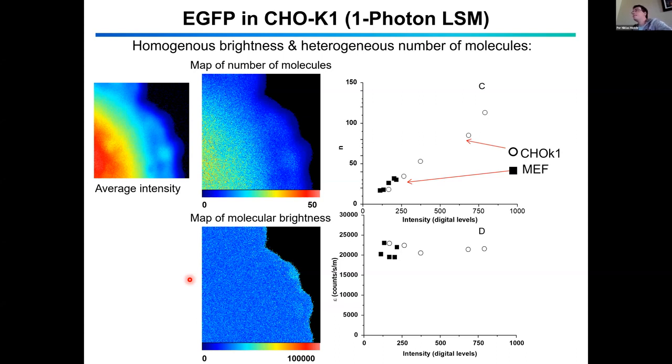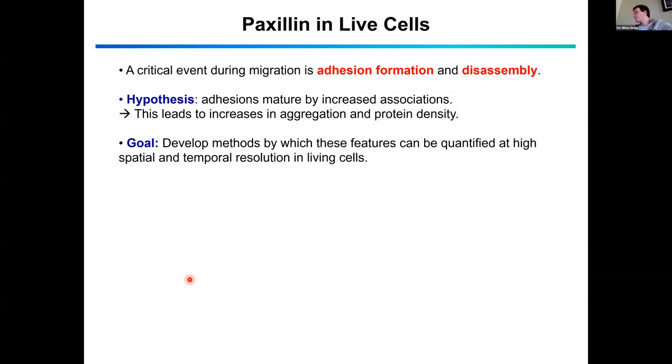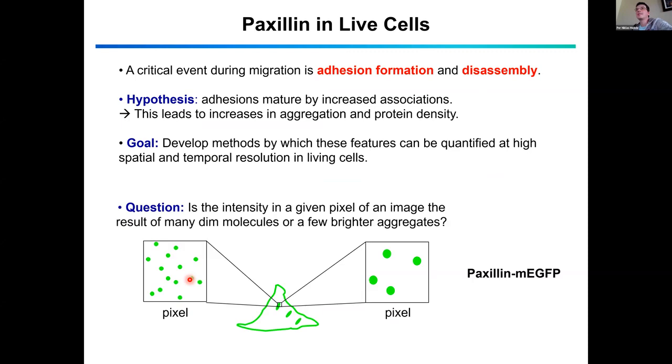Okay, so let's go to an example. And this is paxillin in live cells, similar to the RICS experiment. In this case, the formation, assembly, and disassembly of the focal adhesions was investigated using the number and brightness method. So is the intensity in a given pixel of an image the result of many dim molecules, monomers, or is it a few brighter oligomers or aggregates?